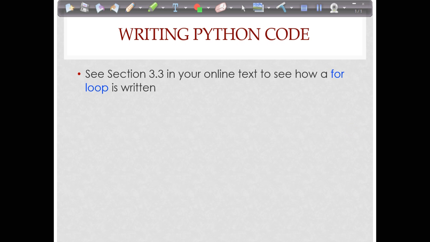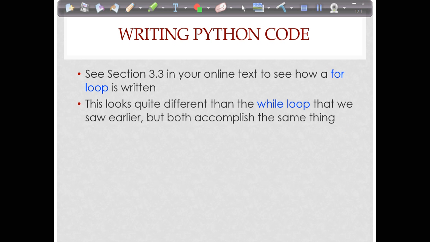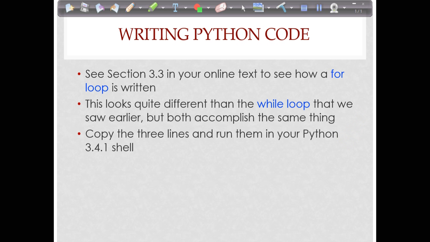So this is a for loop that's shown in section 3.3. This is a fun section, and it will contain the question of the for loop and how you use that. And it will be a simple loop, but I want you to copy those 3 lines in section 3.3 and run them in your Python 3.4.1 shell.